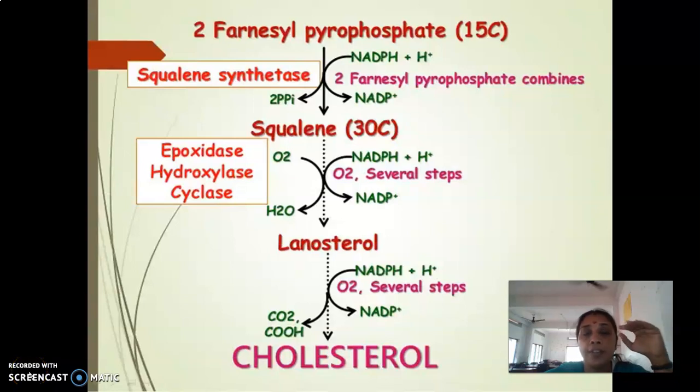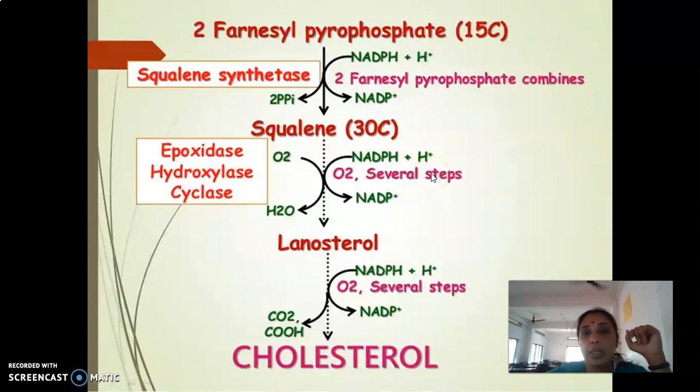So, of the 5 stages of cholesterol biosynthesis, the first 4 stages happen within the cytoplasm, after which lanosterol will be formed. At the end of stage 4, from squalene to squalene 2,3 epoxide formation with the epoxidase enzyme or monooxygenase enzyme, squalene undergoes conversion to give squalene 2,3 epoxide.